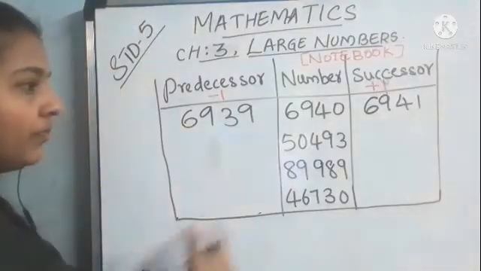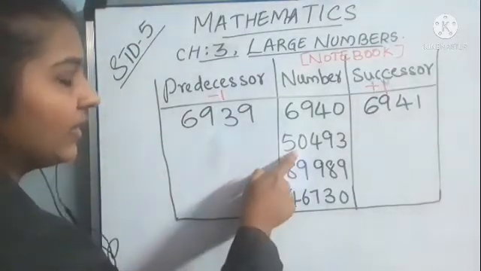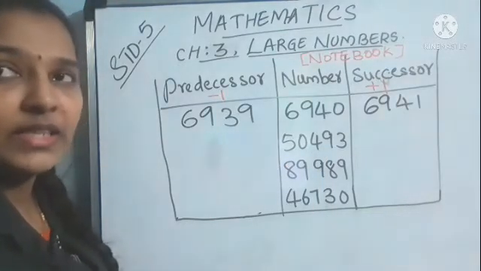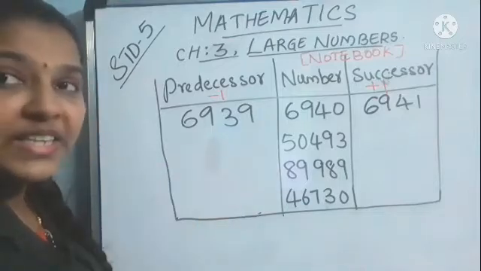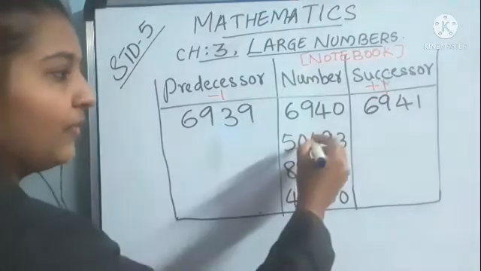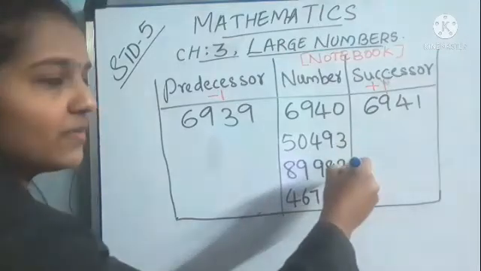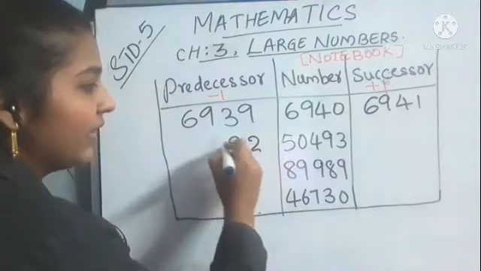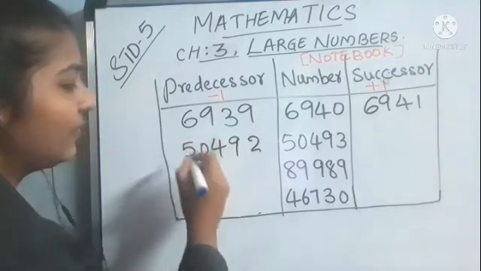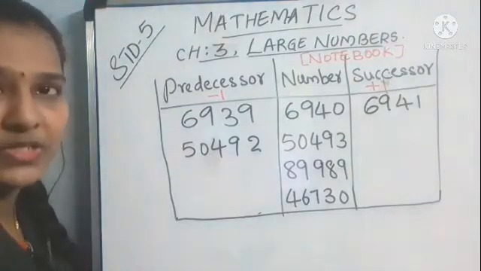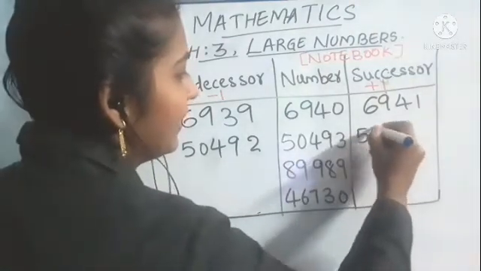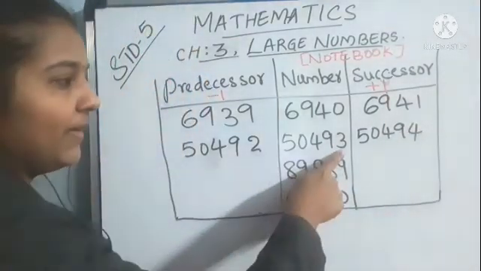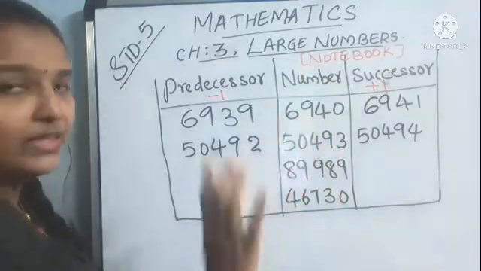Okay. Now the second one, 50,493. So let's write the predecessor of this number. That is 50,493 minus 1. So 3 minus 1 is 2, right? So 50,492 is the predecessor. 50,494 is the successor. Okay. That is plus 1 with this number. Add 1 with the number.